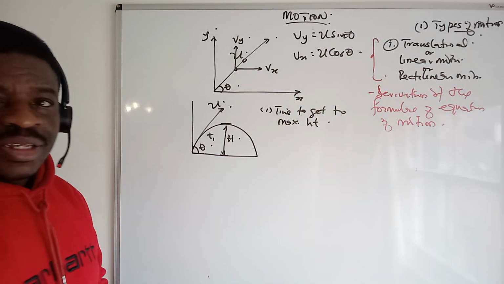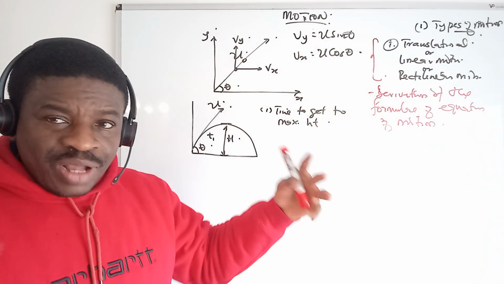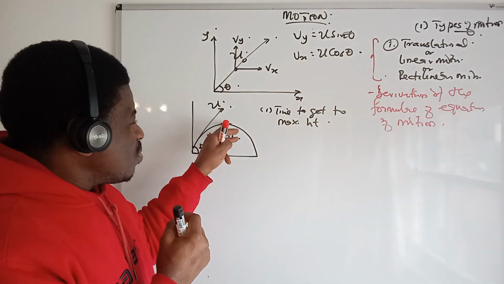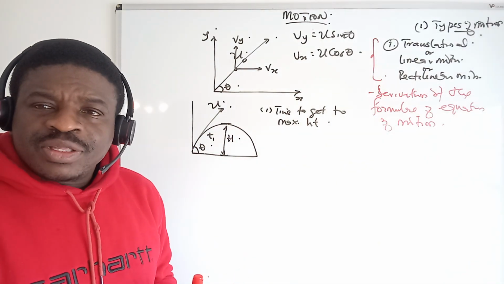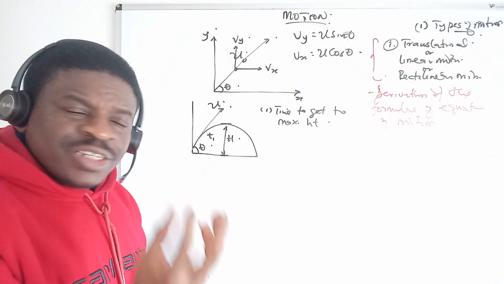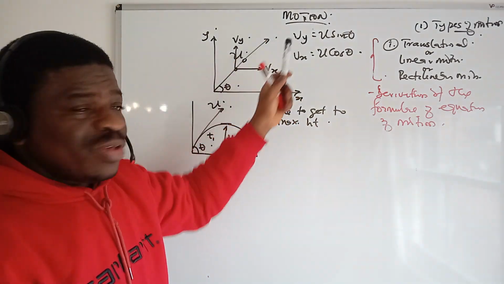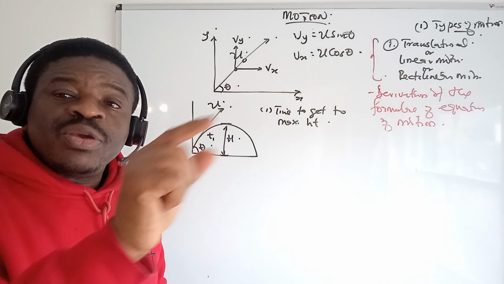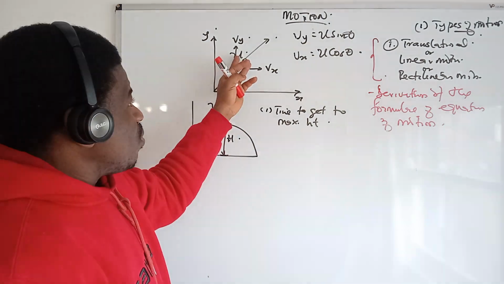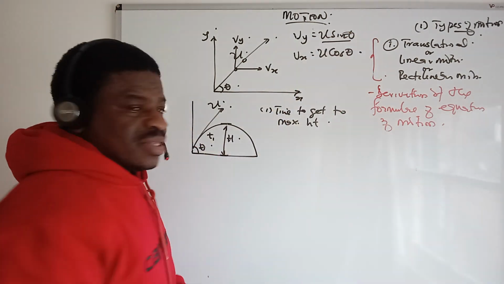Please look at this now. We want to calculate the time it takes to get to the maximum height. We want to calculate the time of flight first, but let's pick them one after the other. To get to the maximum height, which velocity is taking us there? Is it Vx or Vy? You will see that it is Vy, because it is Vy taking it vertically upwards when we resolve. So we are going to use u sin theta.